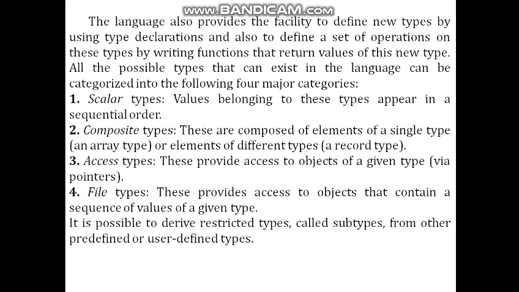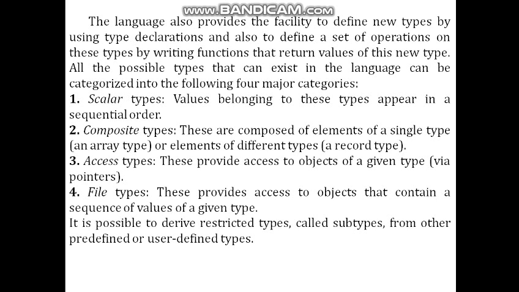Another is the composite type. Composite types are composed of elements of a single type, which is an array type, or elements of different data types, which is a record type. Those are the two different terms, array type and record type, which we will discuss later. At this moment, we have to learn that composite means a combination of single type and multiple or different types.